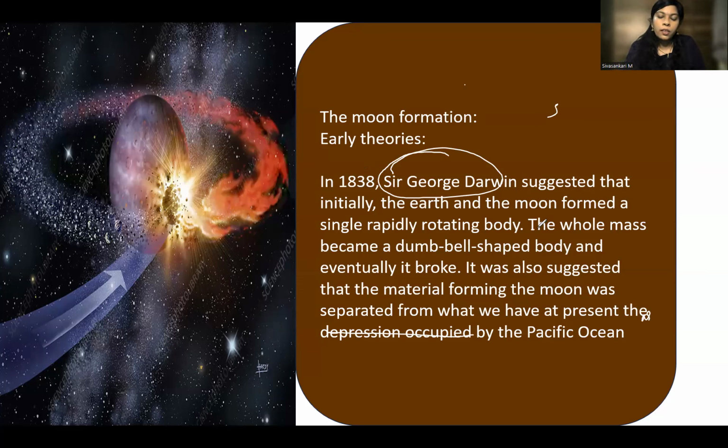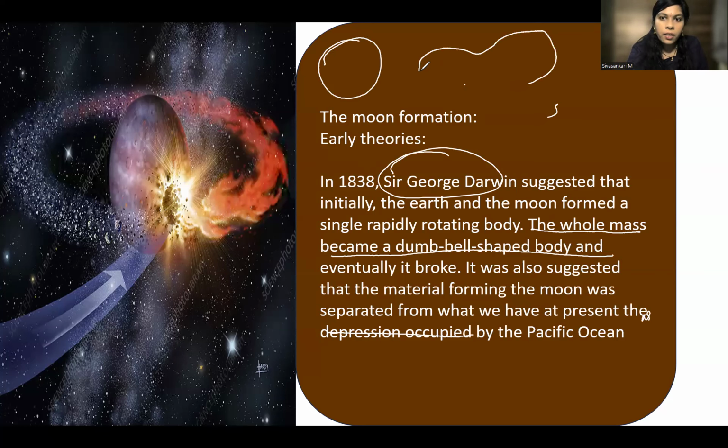You would have seen in the book that it is written like this. The whole mass became a dumbbell-shaped body. First, it was like this. Only one body was there. Then it started to form like this, like a dumbbell-shaped body. And then it got segregated, separated from one another. That was suggested by George Darwin, but it was not accepted. This was the early theory.